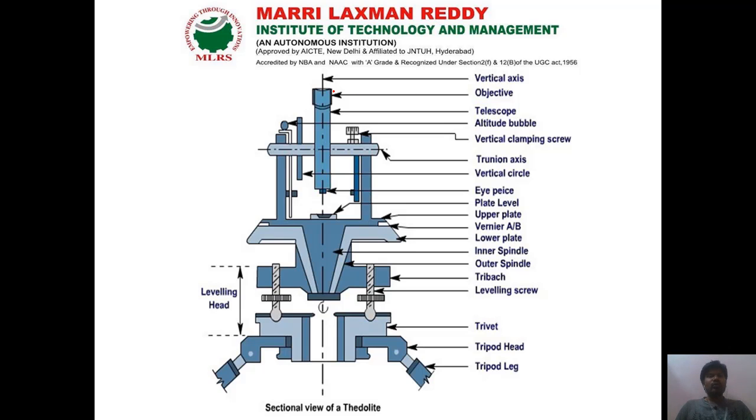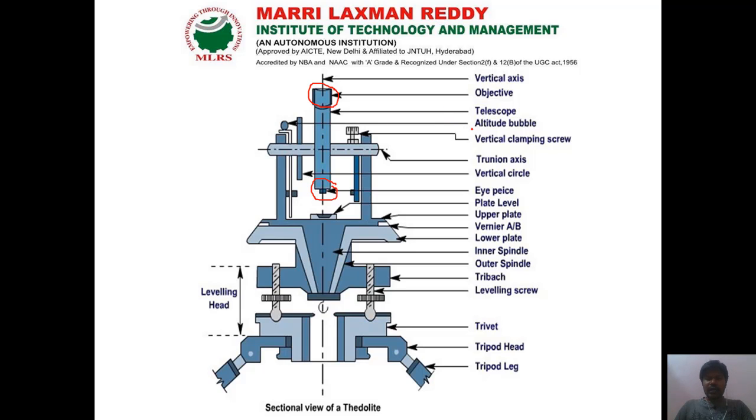Here there are two attachments in the telescope. One is the object piece, another one is the eyepiece. Whatever element we are going to focus through the telescope is through the object piece. Whatever element we are going to see through the telescope, that is through the eyepiece. Then third one is the telescope. This component, consisting of both the object piece and eyepiece, is called a telescope.